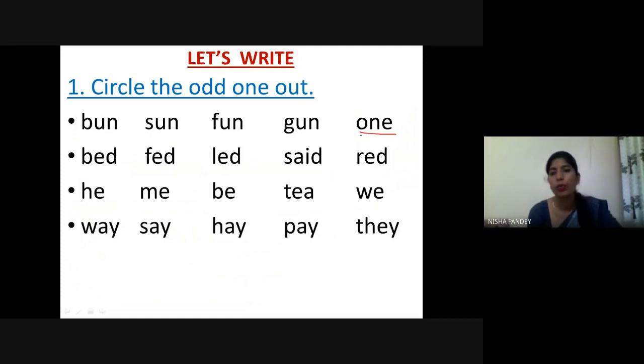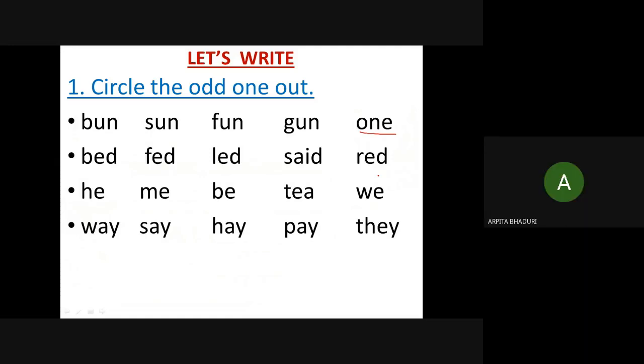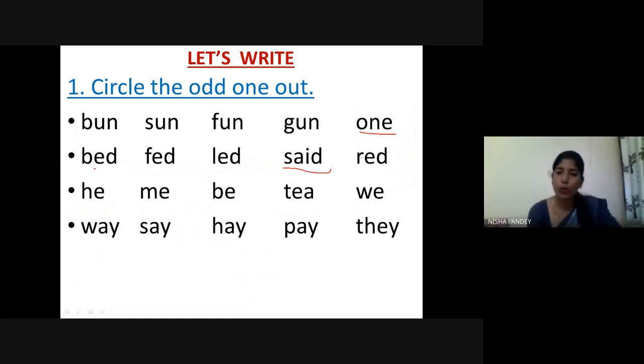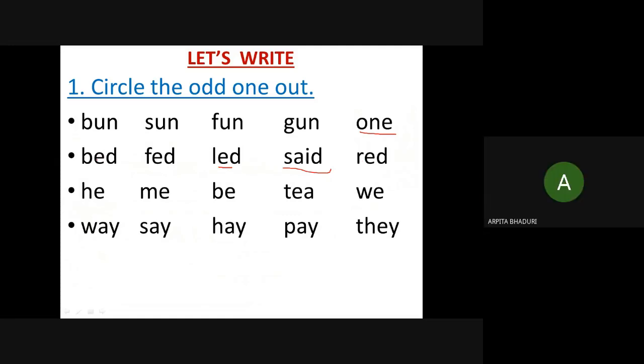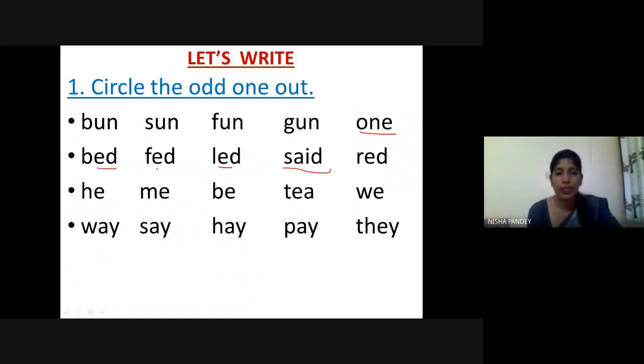This is having the O vowel at the beginning, right? Okay, now we have bed, fed, led, said, read. Ma'am, said. Yes, because again, we have ED in all of them, but said does not have it. Though the pronunciation is the same, it is also rhyming with these, but the spelling is different. E, D is common in everyone else, so this will be the odd one.